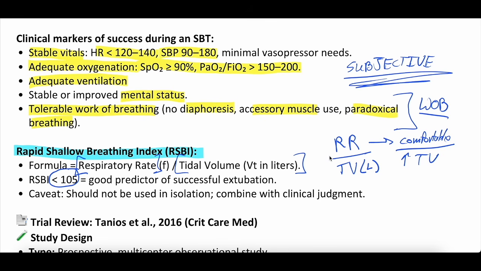Now we'll go into one of the big trials on the RSBI, because it's not perfect, so you should always use it with your clinical judgment. It's not an end-all be-all, but it's maybe an easy place to start, especially for trainees or people early in the field who kind of want something more graspable to help them understand if a patient can be liberated. The RSBI is a reasonable place to start, but it's not the end-all be-all by any means. Okay, so respiratory rate divided by tidal volume in liters.